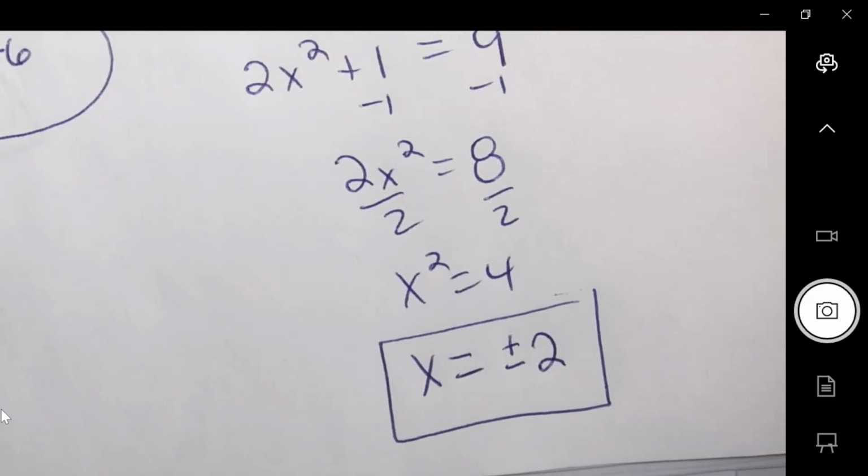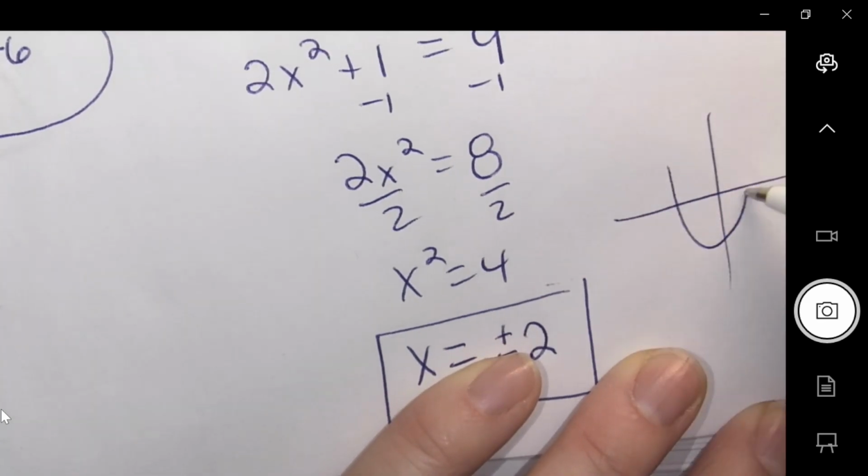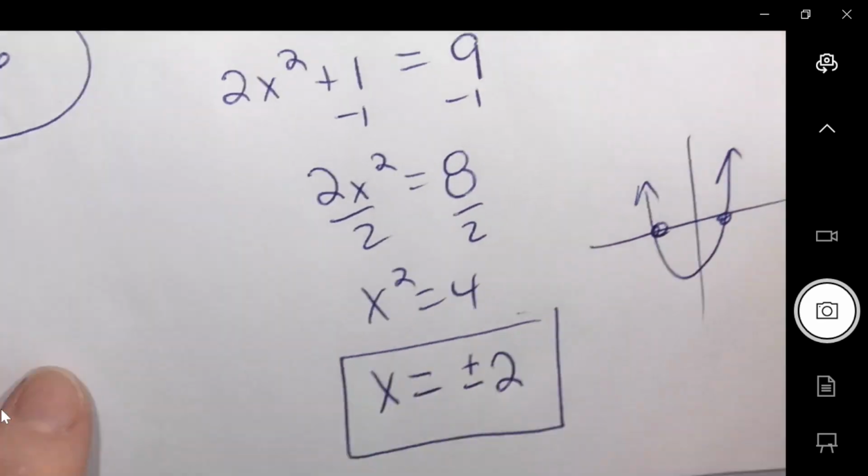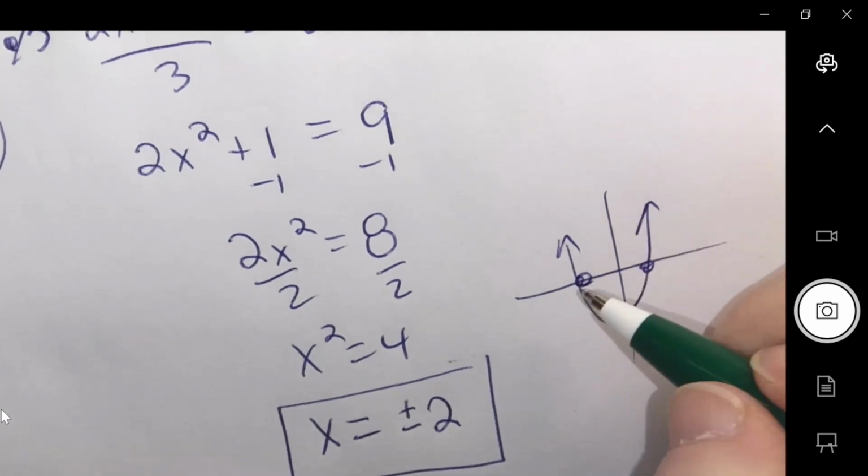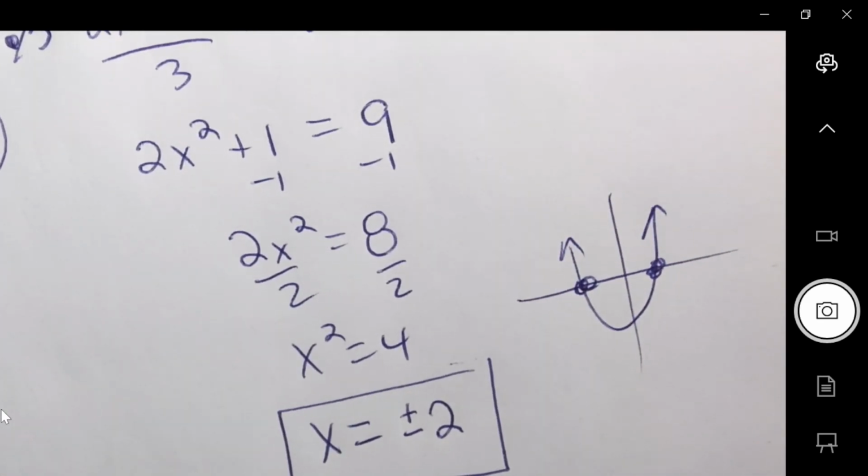Okay, it's a pretty big deal to forget because this quadratic hits at negative 2 and positive 2. It's a big deal if you forget the plus minus, right?